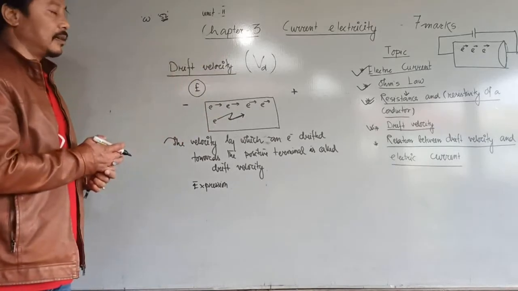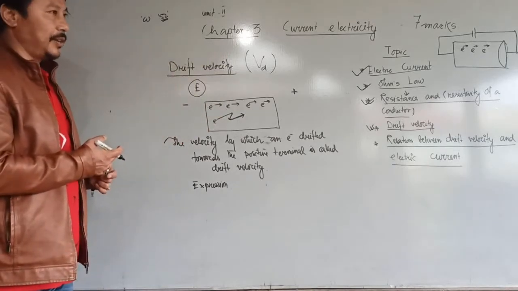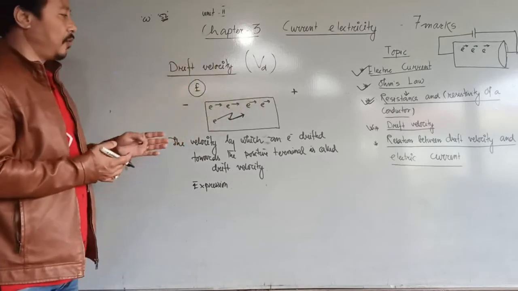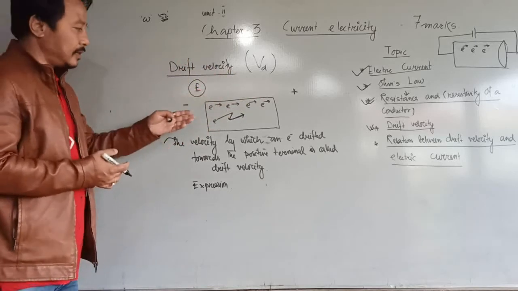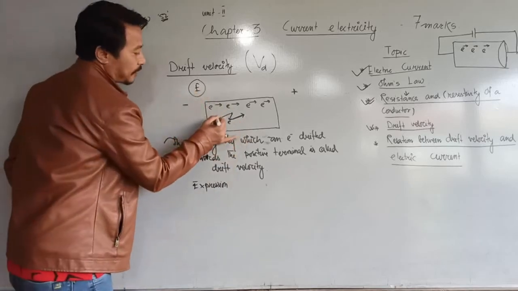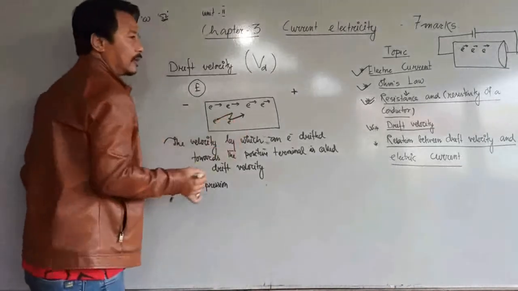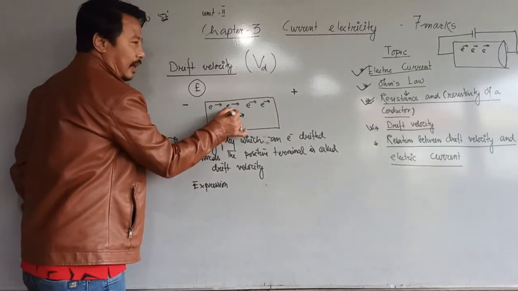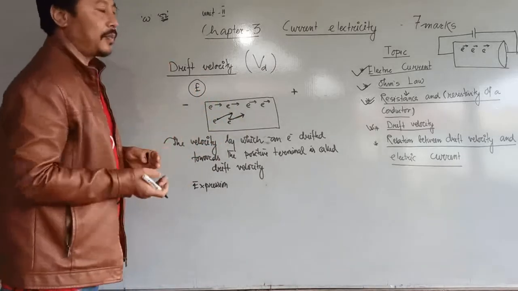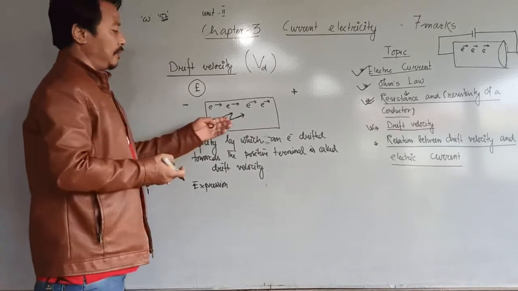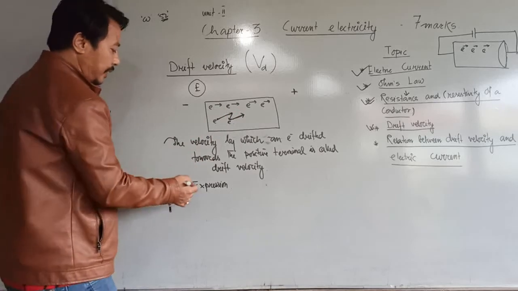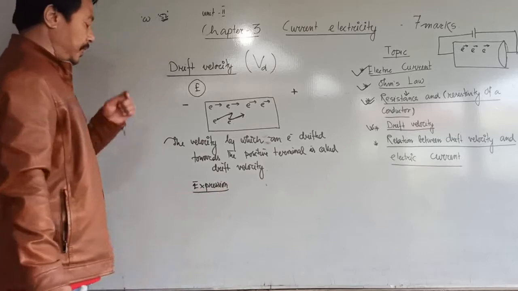The electrons move towards the positive charge in a laminar flow. As the electrons move, they collide with another charged particle. The time between two successive collisions is called the relaxation time.